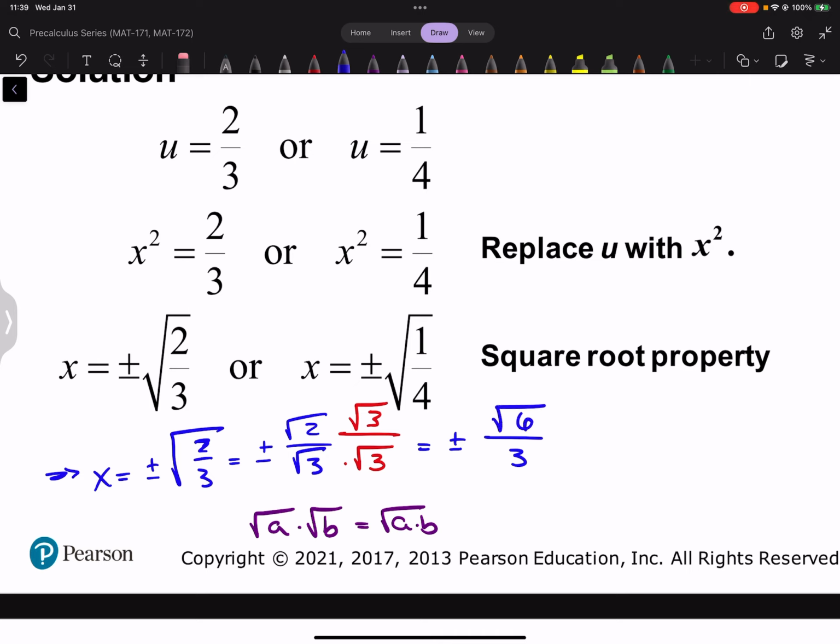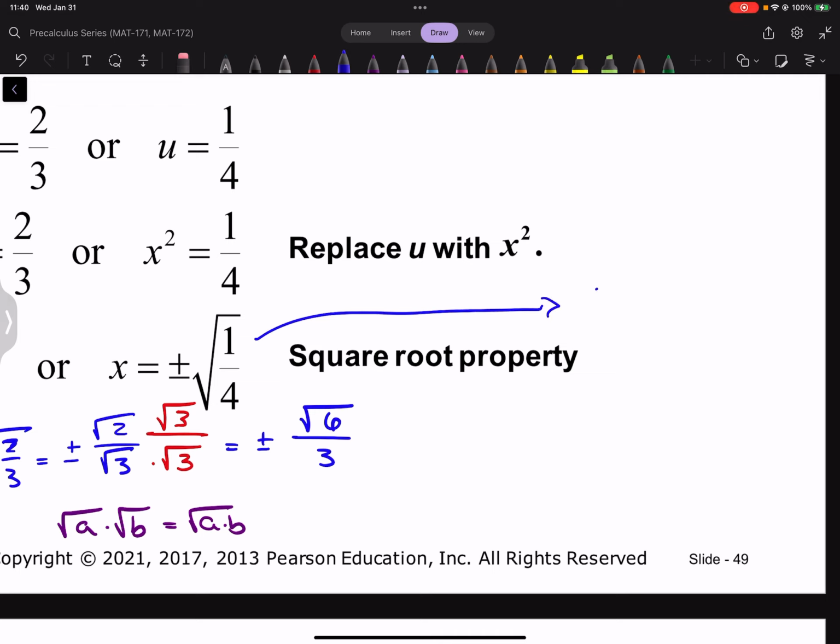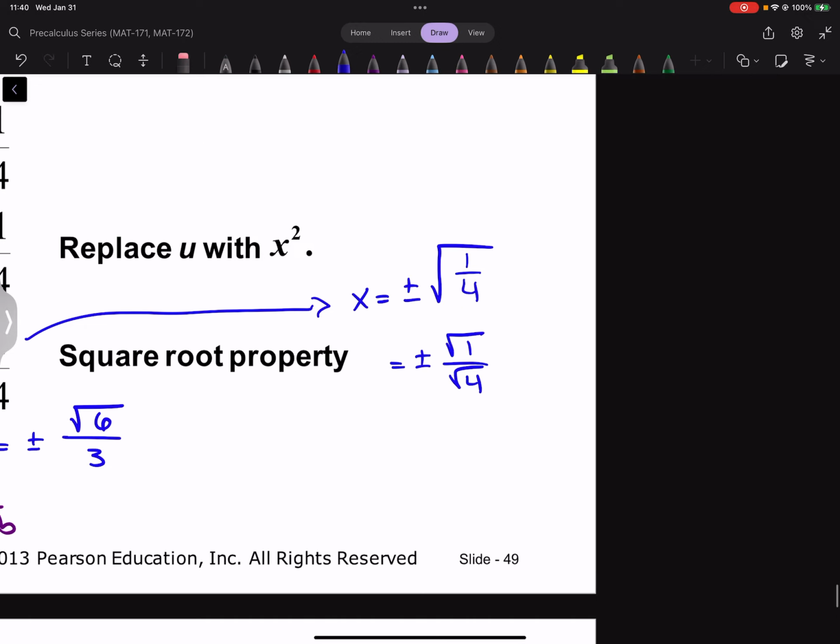Now, for the other one, this one's not so bad. We have x equals plus or minus the square root of 1/4. That's equal to plus or minus the square root of 1 over the square root of 4. The square root of 1 is just 1. The square root of 4 is 2.